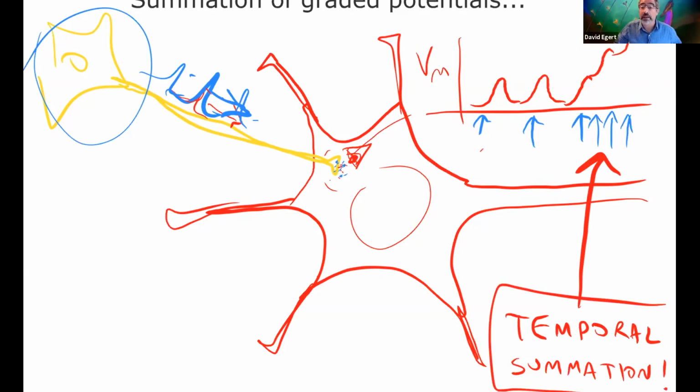Temporal meaning within time. So it's just a single synapse, but if you keep firing off that synapse in quick succession, the overall effect will start adding and you'll have an even greater voltage change at the target membrane. This is going to be important next week when we start coming up with the hypotheses for our nerve stimulation lab. This idea that if you are constantly exciting this, you start adding up the effect at the target.